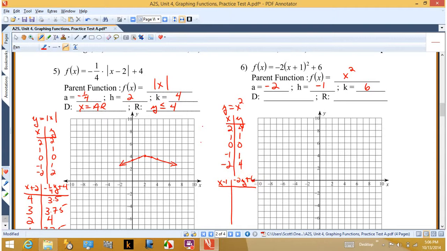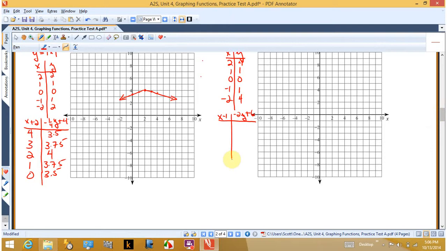So plugging my points in. When I plug 2 in, I get 2 minus 1. That'd be 1. Plugging 4 into this, I have a -2 times 4. That's a -8 plus 6 is 2. Plugging 1 in for the x, 1 minus 1 is 0. Plugging a 1 in for the y, I get a -2 plus 6. That would be 4. Plugging 0 in for x, I get -1. Plugging 0 into this y, I get 6. Plugging a -1 in, I get a -1 minus 1. It's -2.